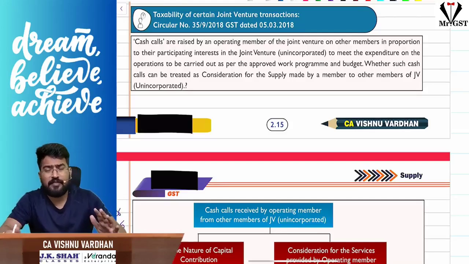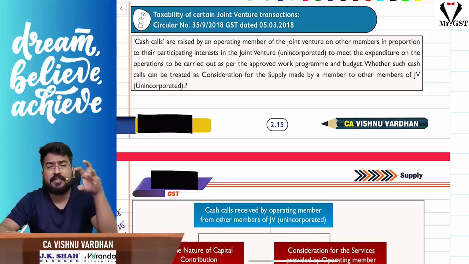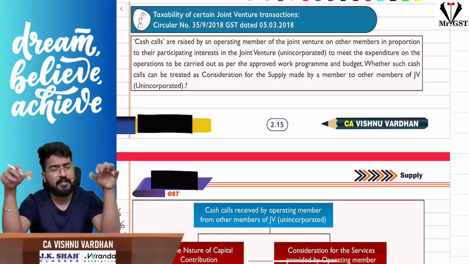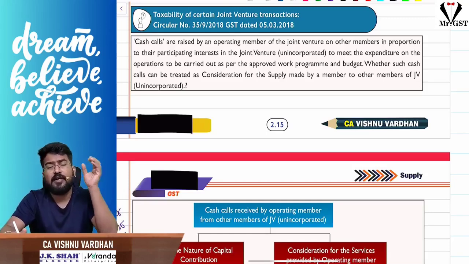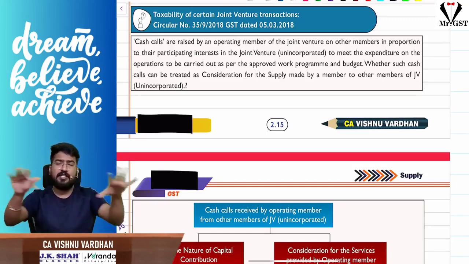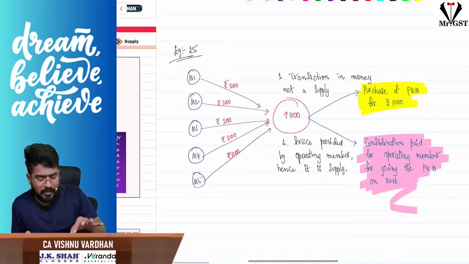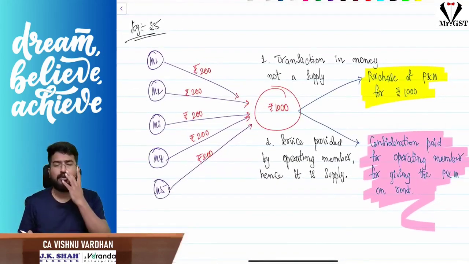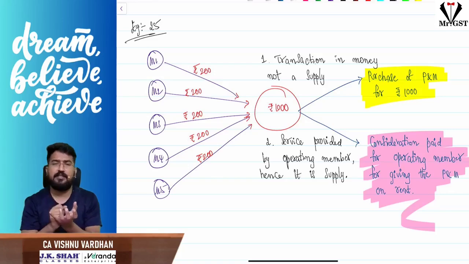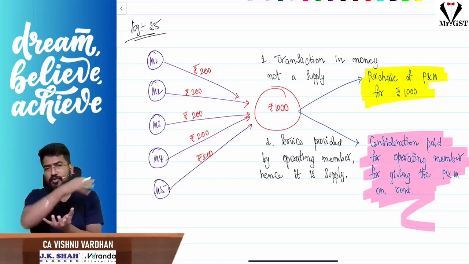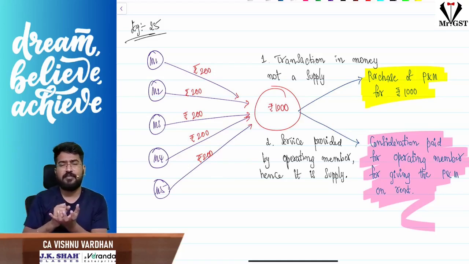See, the next clarification is regarding the joint venture transactions. In joint venture transactions, normally there will be members in the joint venture, and there will be one operating member who will be operating things. So what is the tax treatment for the contribution they are receiving from all the members? For example, in the joint venture there are 5 parties, and each party is contributing 200 rupees, and totally they have pooled 1000 rupees. Using this 1000 rupees, the operating member has purchased a certain thing for the joint venture.